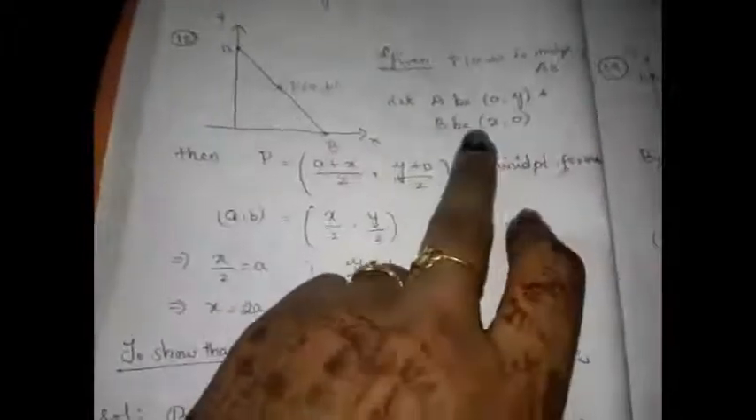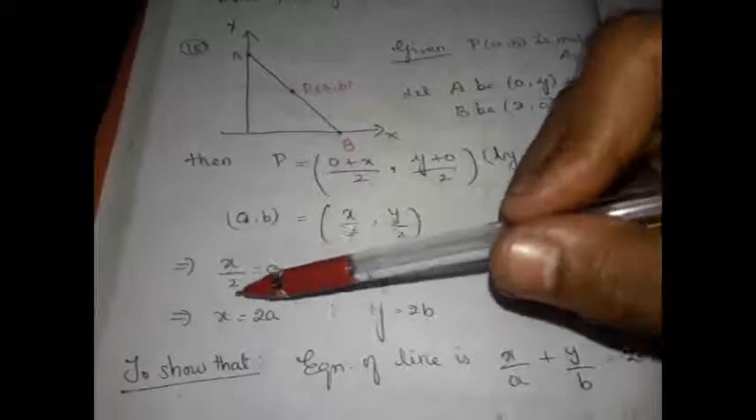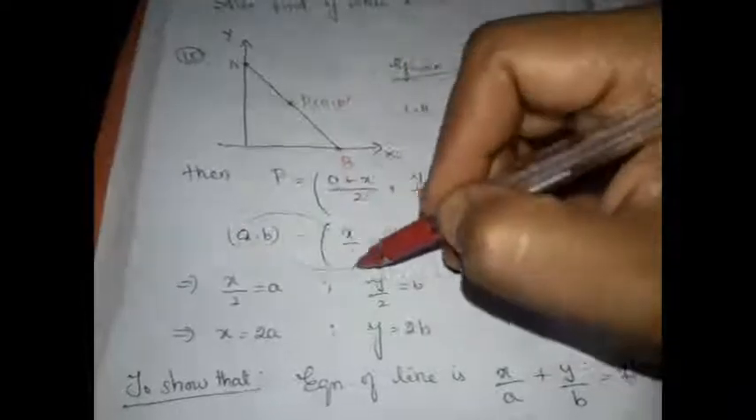We need to know what is this x and y, right? Then only we will get the 2 points. Then we can go with 2-point form to obtain the equation of the line. So after substituting in the midpoint form, equate the x coordinate and the y coordinate. So x by 2 is equal to a and y by 2 equals b. So x is equal to 2a and y equals 2b. So once we got x and y, we can substitute here to get our 2 points.